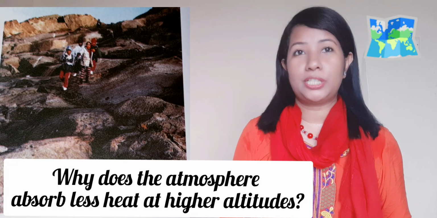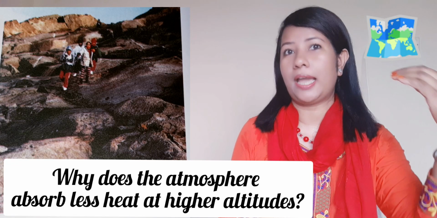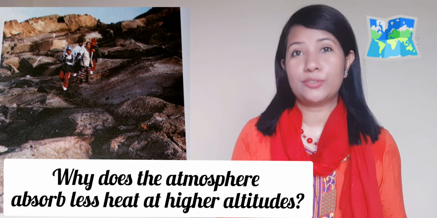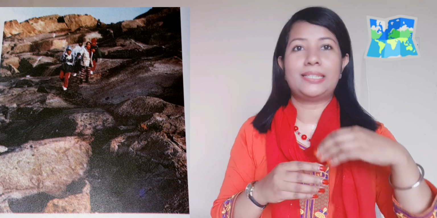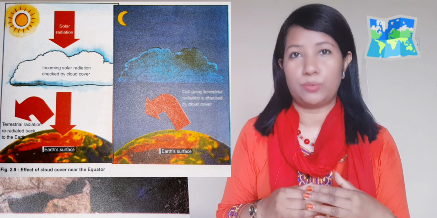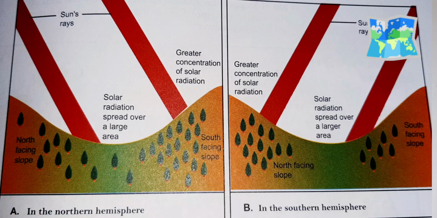So guys, now tell me, why does the atmosphere absorb less heat at higher altitudes? The reason is that the amount of atmosphere decreases, and as a result there is less water vapor. So the atmosphere there absorbs less heat, and therefore the temperature at higher altitudes drops. So that is the reason, guys.